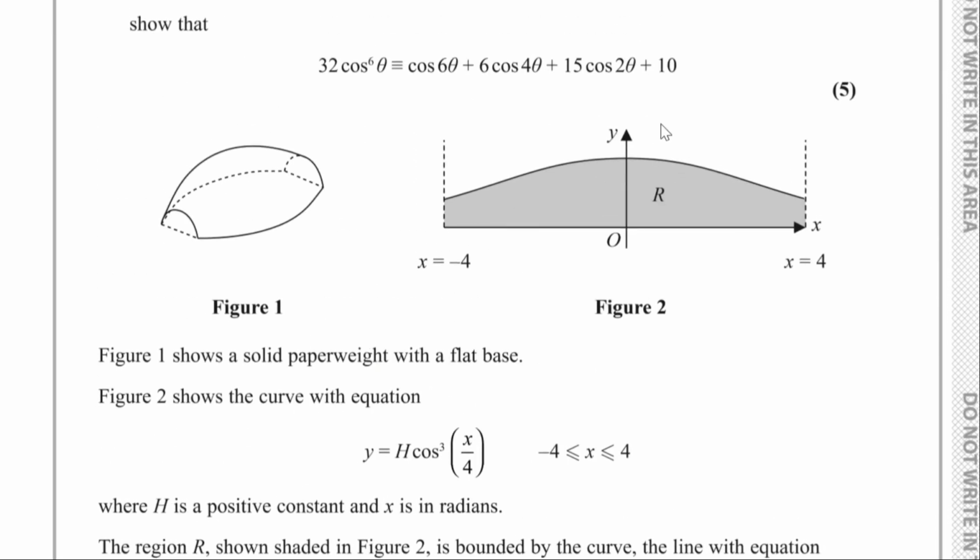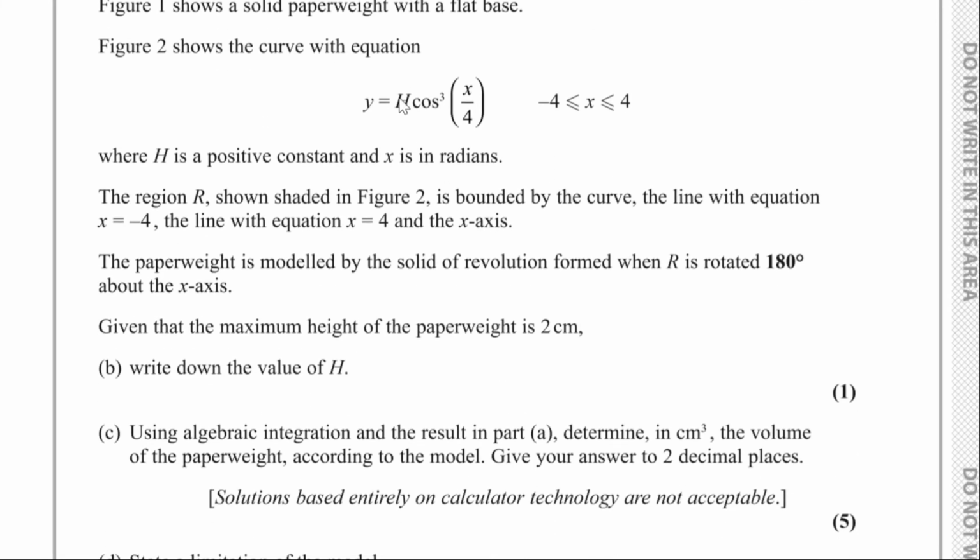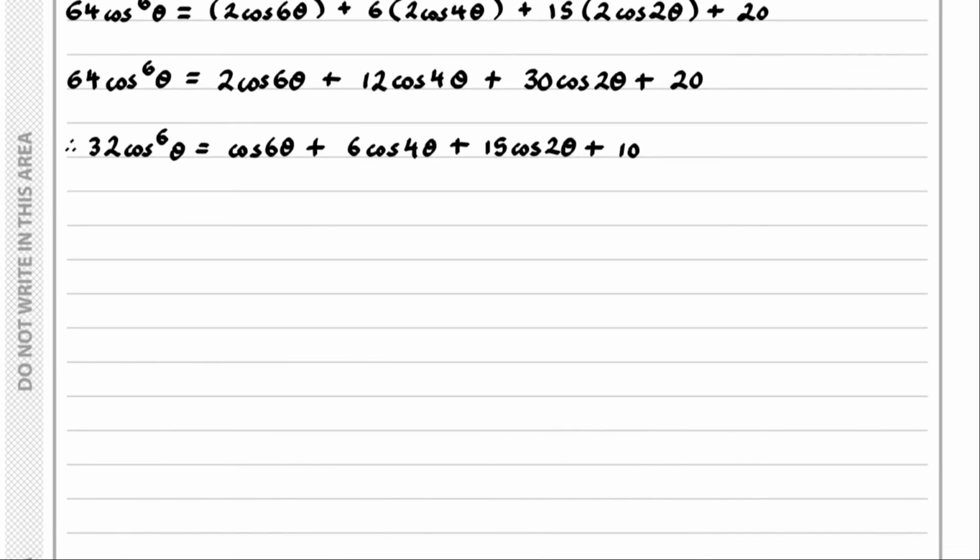of h. So the maximum height would occur over here, and that is 2 centimeters. And so if this length is 2 centimeters, the value of h then will be given by h equals 2.